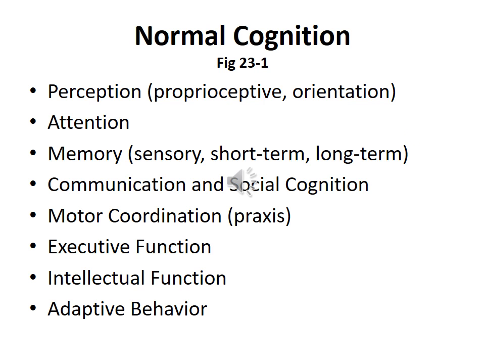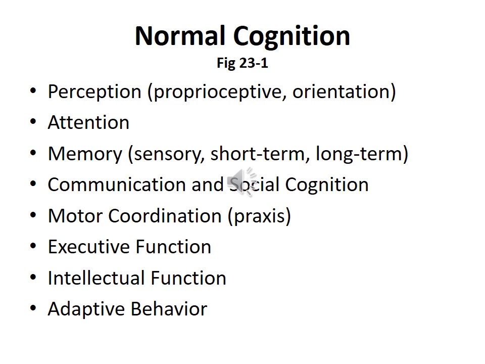Okay, we talked about short term and long term before. Communication and social cognition, that's receiving, interpreting, and being able to respond appropriately. So we want to make sure that they have the social cognition to be able to do those things.